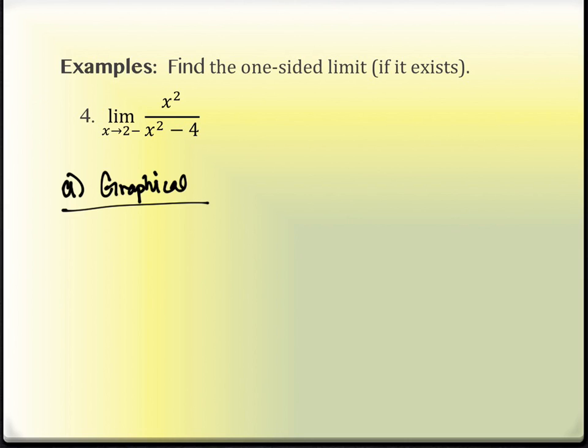Okay, graphical. We're going to put it in the calculator and graph it. So we have x squared over x squared minus 4. You can do it in a standard window. This graph looks something like this. Your calculator, of course, is not putting in the dotted lines, but I will.